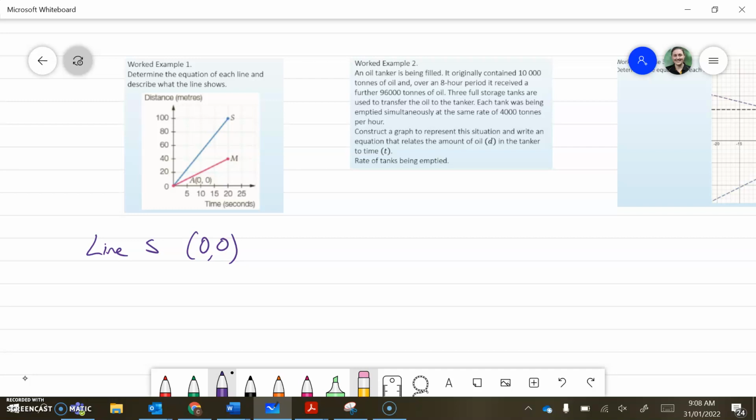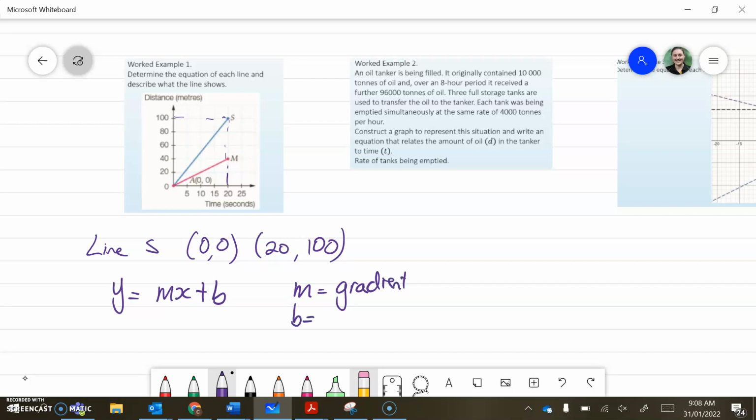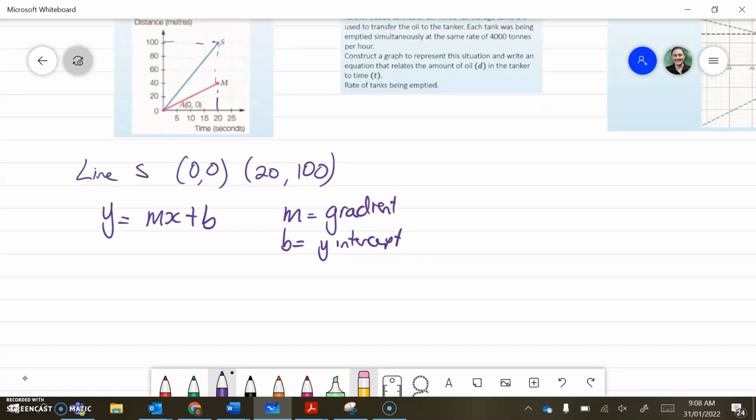And the other point I'm going to use is 20, 100. Our general equation of a line is y equals mx plus b, where m is our gradient and b is our y-intercept. So here, our gradient is our change in y over our change in x.